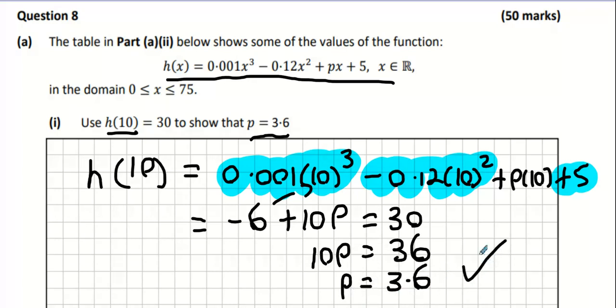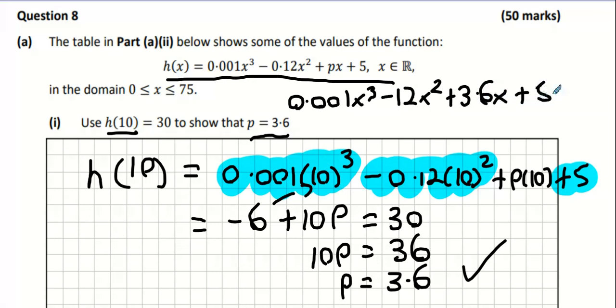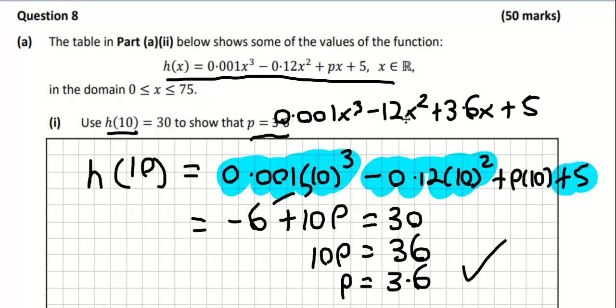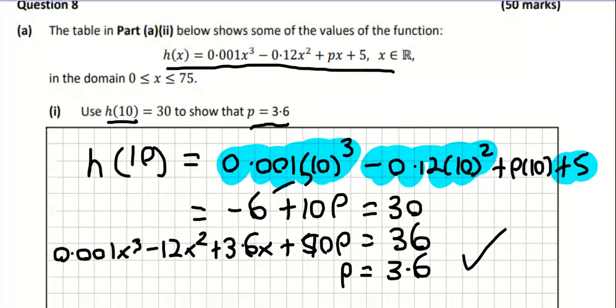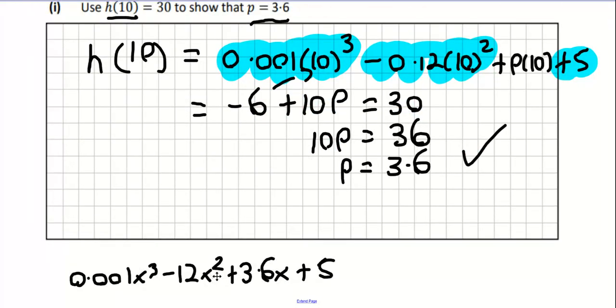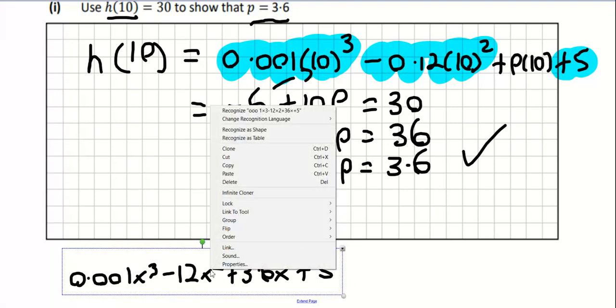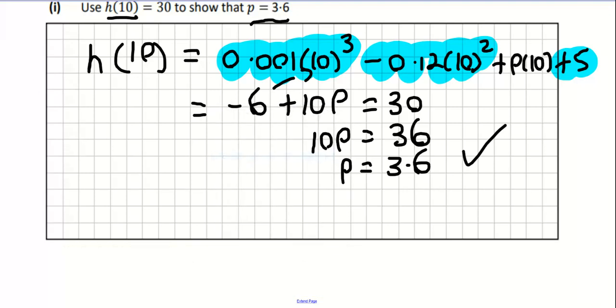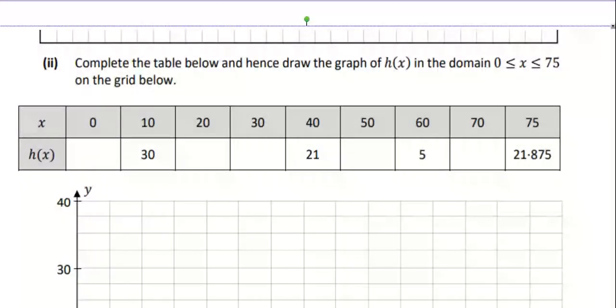Happy days. Now remember, if you didn't get this right, you can still write down the new formula, because you know that p is 3.6x. So even if you didn't get the first part right, you still have all your information for the full formula in the next part. So I'm going to drag this formula to the next page. I'm probably going to need it. I'm going to move it over here.